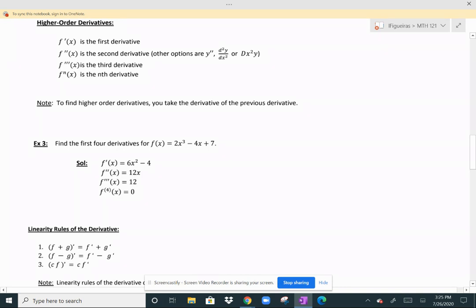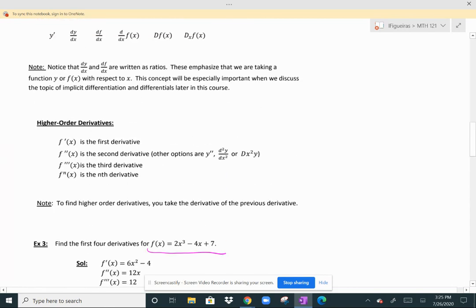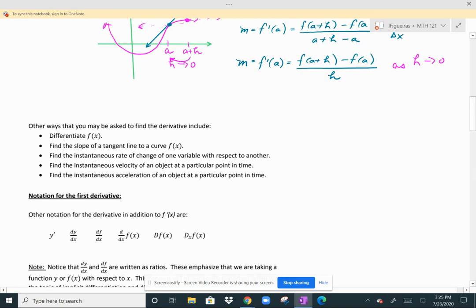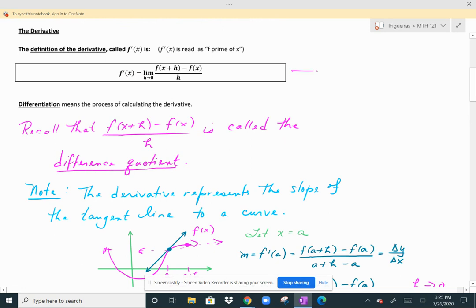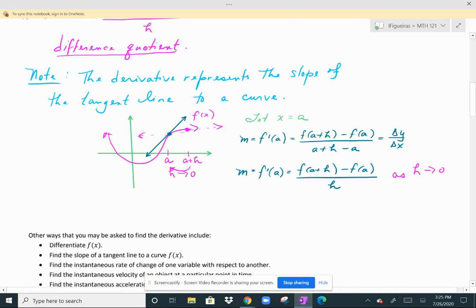So we want to find the first four derivatives of this function. For now, we're just going to be using the definition to do that. And the definition, remember, is the one up here in this box. That'll be important for you to always keep in mind. Whenever you're asked to find the derivative by using a definition, this is the definition. We'll be learning shortcuts or rules later on in the course. So we need to distinguish between the different ways to find the derivative.